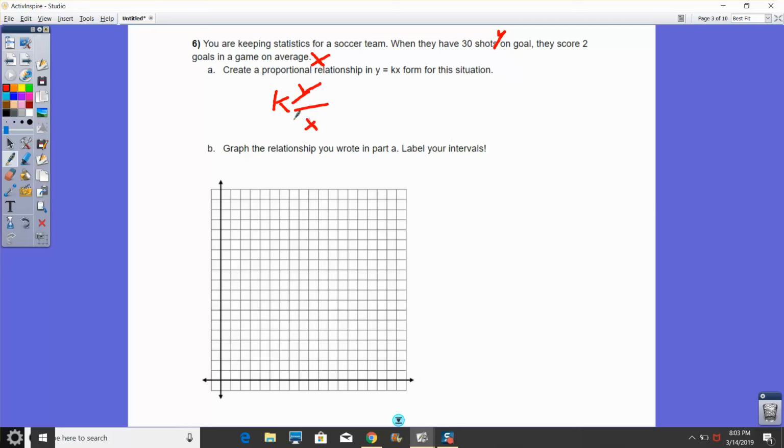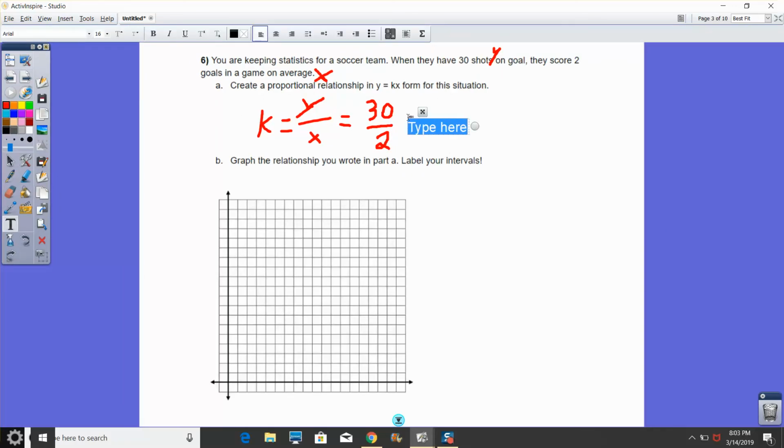Sorry, I'm going to be just doing the old mouse handwriting like I usually do. That's a staple here at Math and Engineering Help Desk. K here, let's put an equal sign in there. There we go. Y over x. So that means that we're going to be doing 30 divided by 2, because it's 30 shots on goal compared to 2 goals scored, which means 30 divided by 2 equals 15. So this means, in context, k equals 15. The format of the equation here would be y equals 15x.